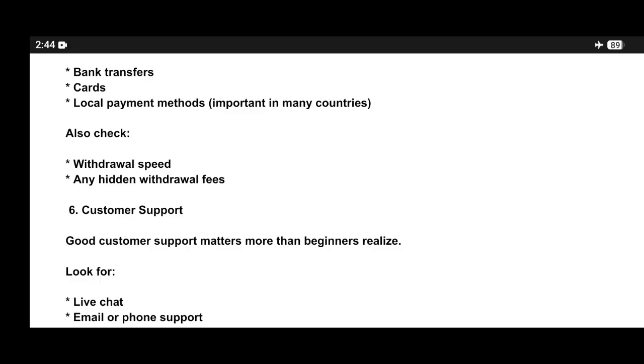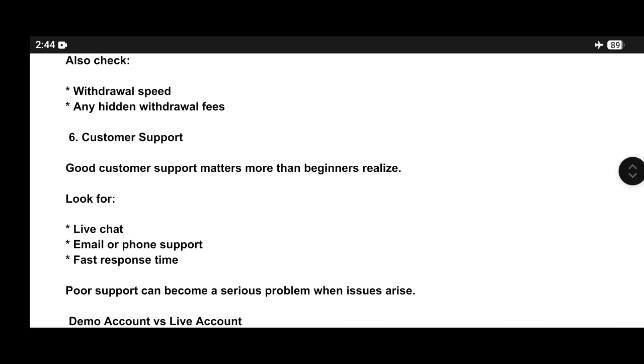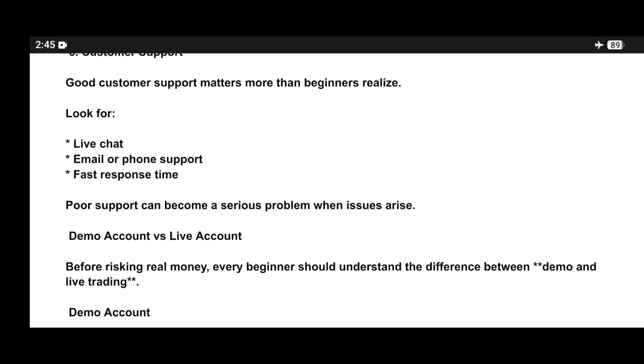Look for live chat, email or phone support. Also look out for fast response time. Poor support can become a serious problem when an issue arises. Are you getting me? Then let's talk about demo account versus live account.